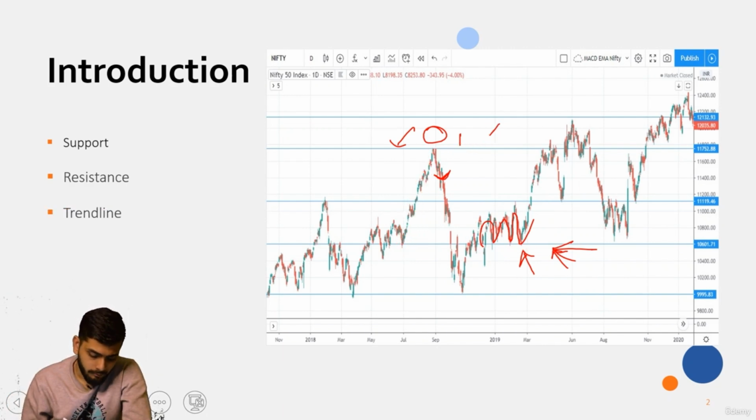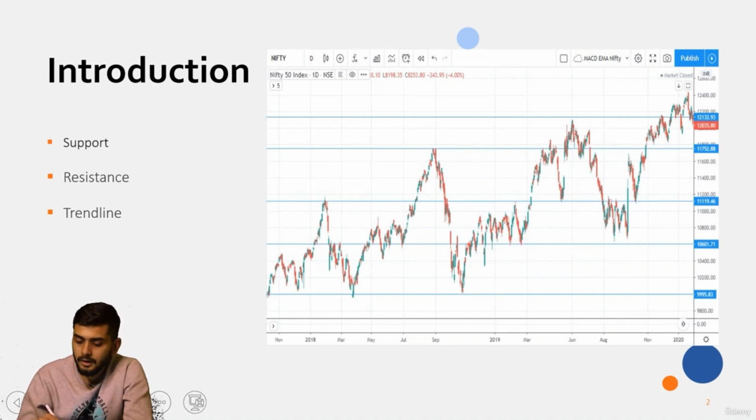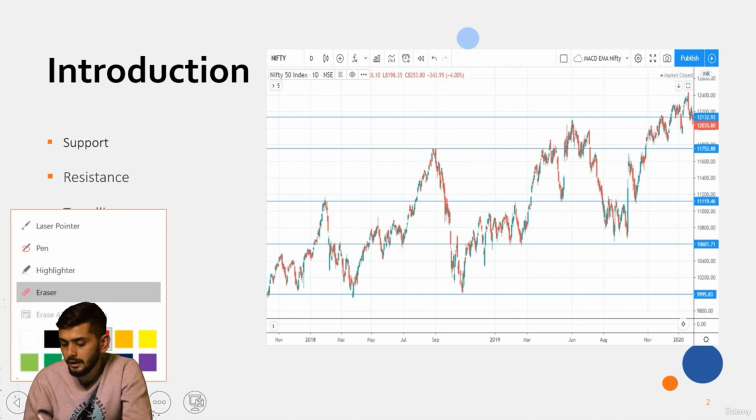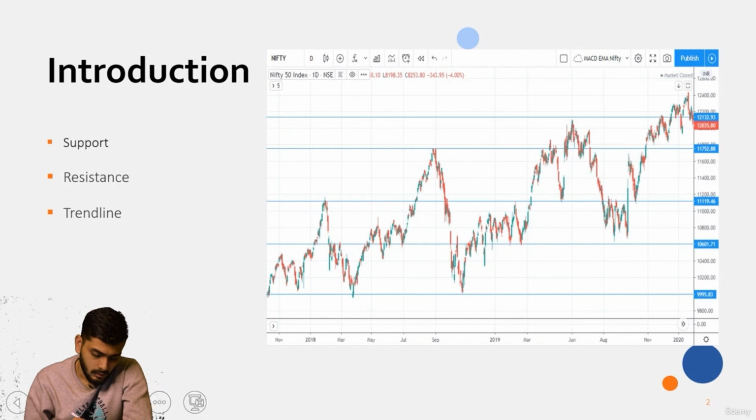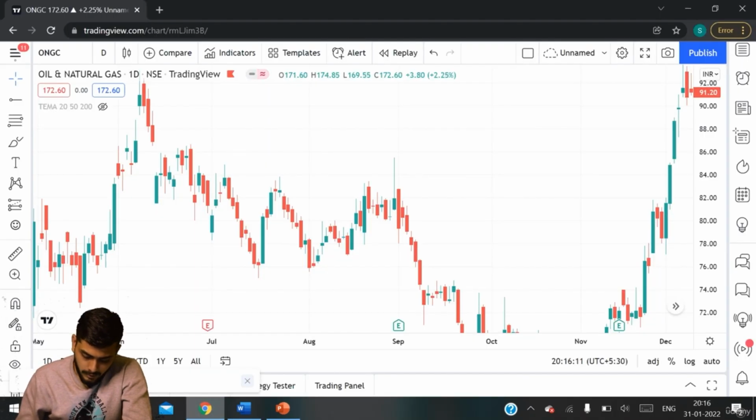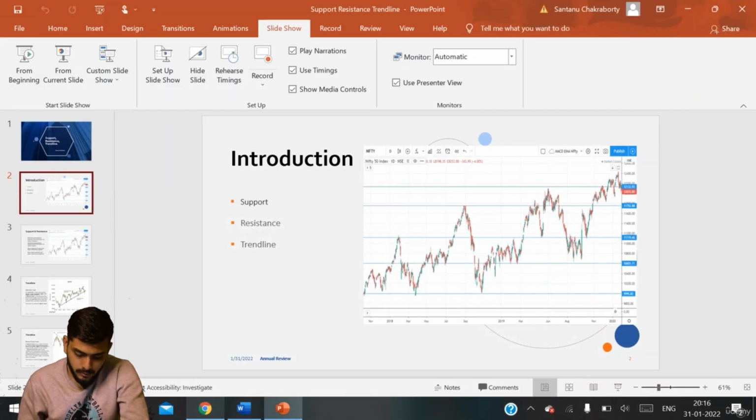Let's go to the live market and see how we can actually find a support and resistance zone. Before that, let me first explain what a trend line is, then it will be better.